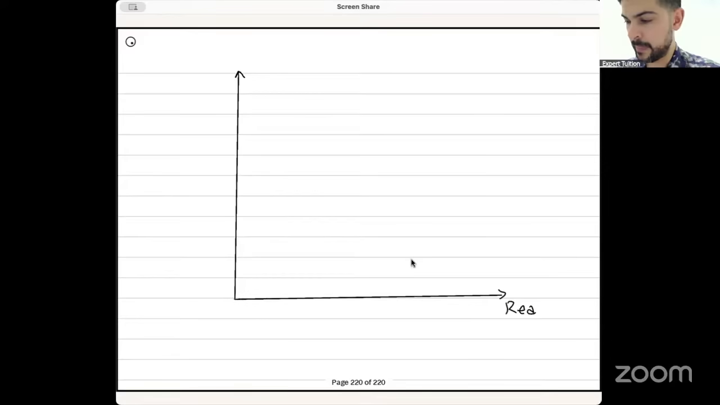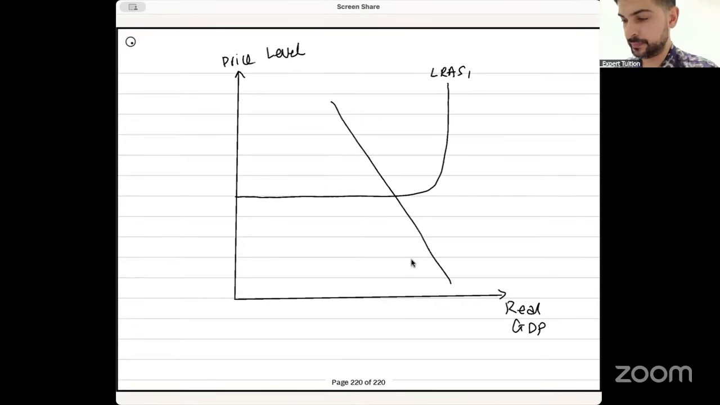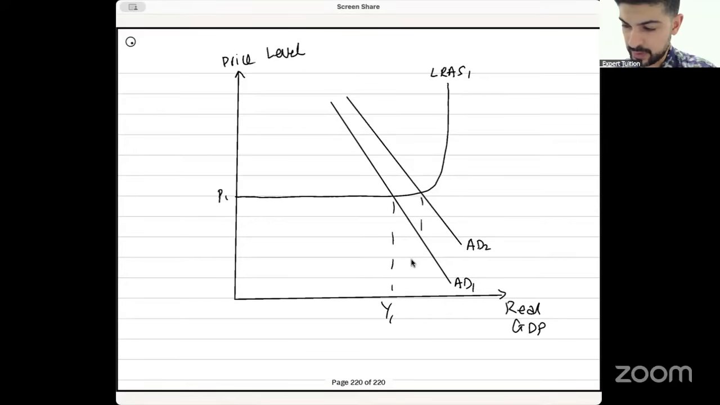So this is real GDP, and this is price level, and this is the LRAS curve. Okay, AD1, Y1, P1, AD2 over here, and that's because of the increased FDI. And then finally, AD3. If you're running out of time, by the way, the AD3 is not that necessary. This is me adding in a bonus just for you guys to show off a little bit, but you don't need to do this.